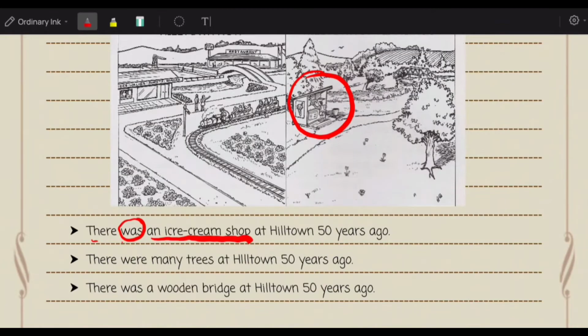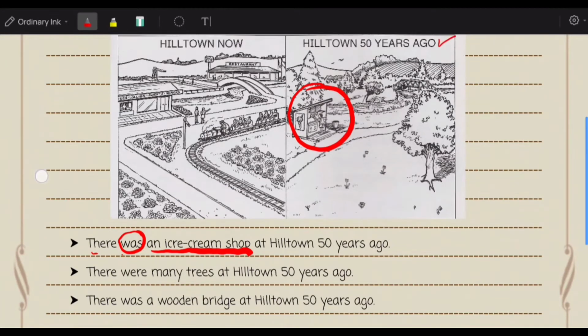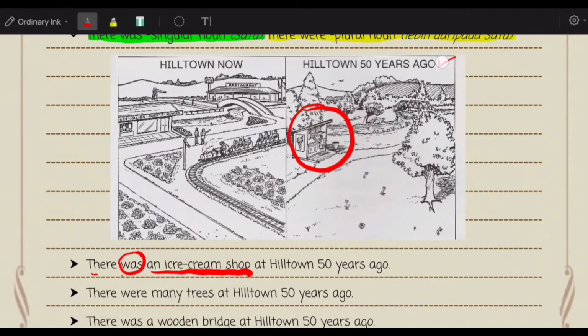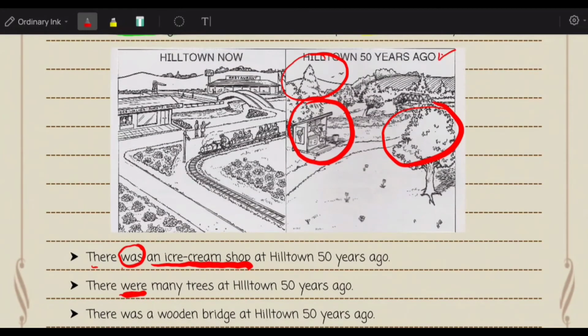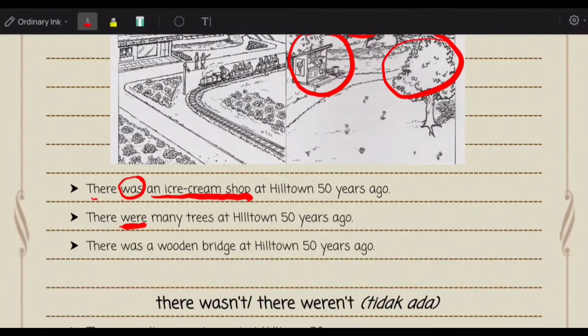So there was. Next, there were many trees at Hilltown 50 years ago. If you look at Hilltown 50 years ago, banyak pokok. Sekarang kurang sudah ataupun tiada langsung. So we use there were. Kenapa were? Sebab lebih daripada satu. Banyak pokok. So there were many trees at Hilltown 50 years ago.